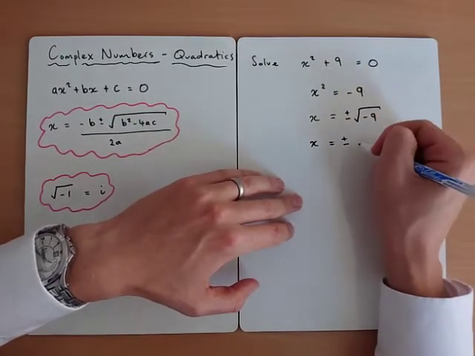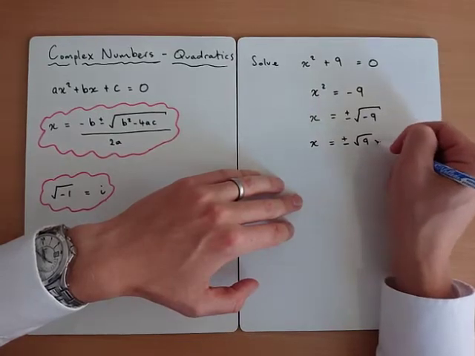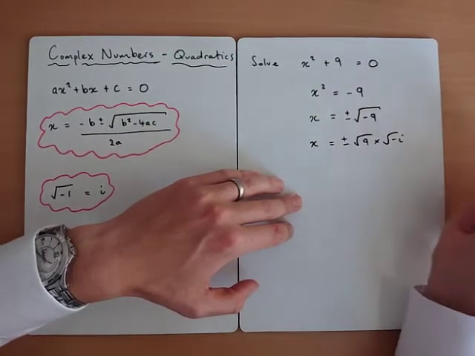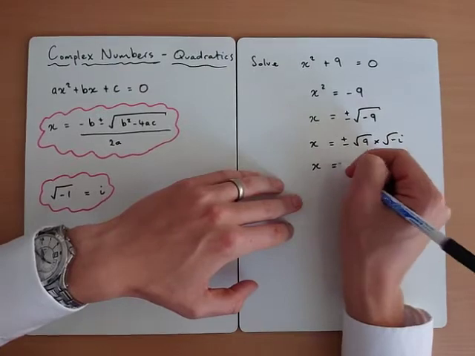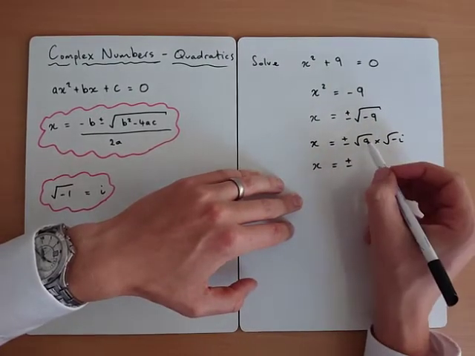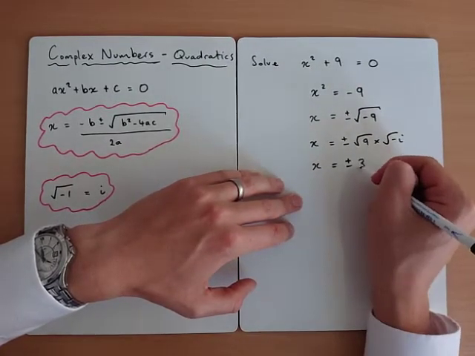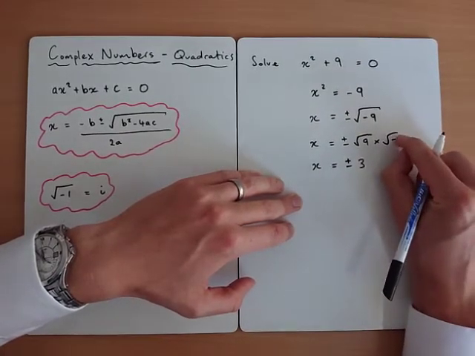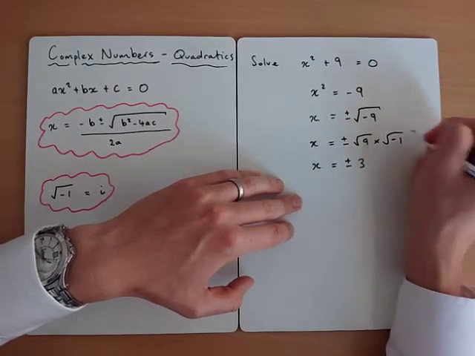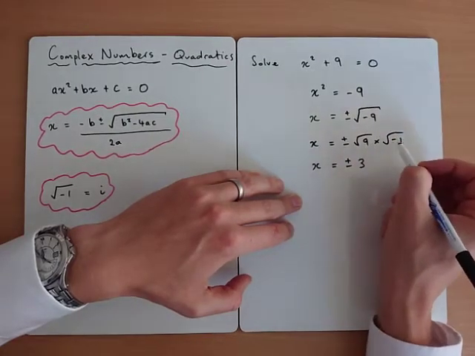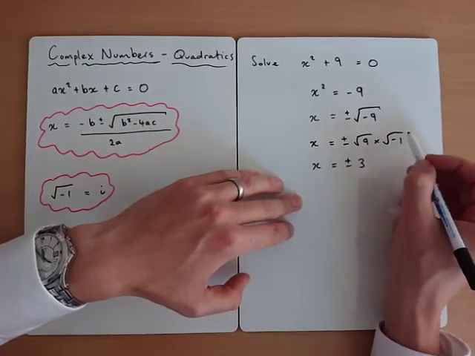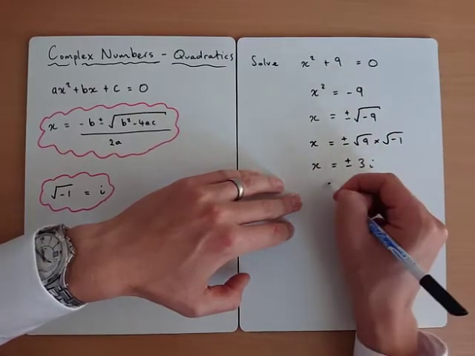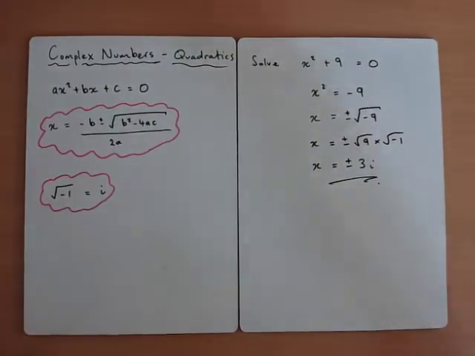Now the square root of -9 we could write as the square root of 9 times the square root of -1. So we get plus or minus the square root of 9, which is 3, times the square root of -1. Don't forget -9 is just 9 times -1. And then when we square root -1, we get i. Okay.